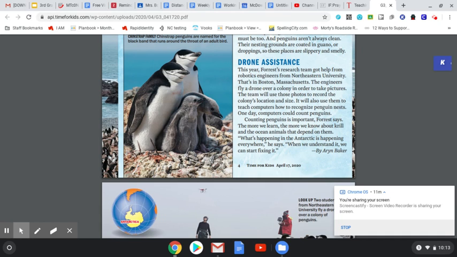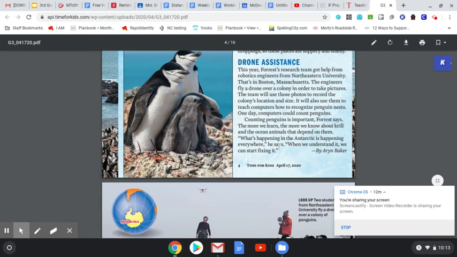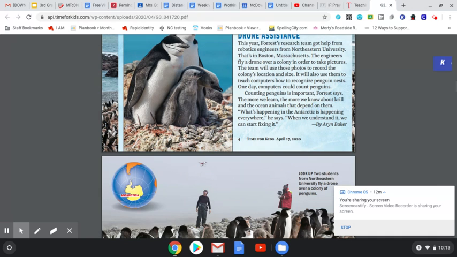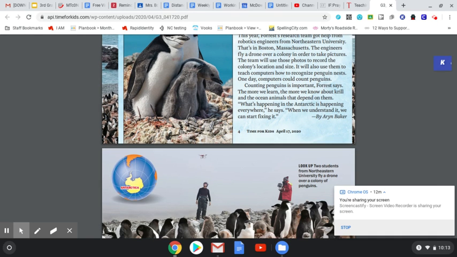Counting penguins is important, Forrest says. The more we learn, the more we know about krill and the ocean animals that depend on them. What's happening in the Antarctic is happening everywhere, he says. When we understand it, we can start fixing it. Okay, so they're wanting to fix the climate change and what's happening so those kinds of animals don't start being affected by what is going on with the weather and the climate change and the krill leaving.